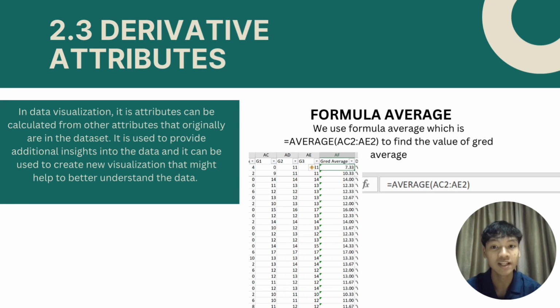Next, derivative attributes. In data visualization, attributes can be calculated from other attributes that are originally in the dataset. It is used to provide additional insights into the data, and it can be used to create new visualization that might help to better understand the data. So we use the formula average, which is equals AVERAGE(AC2:AE2), to find the value of grade average. As we can see, we can get the value of the grade average.